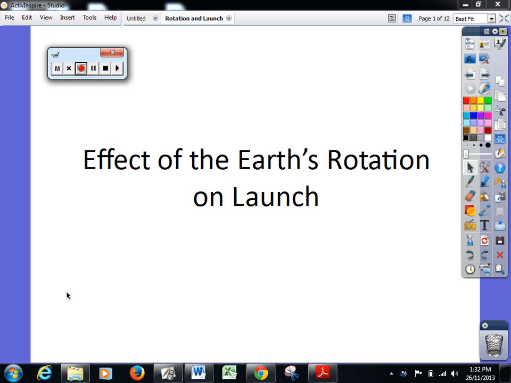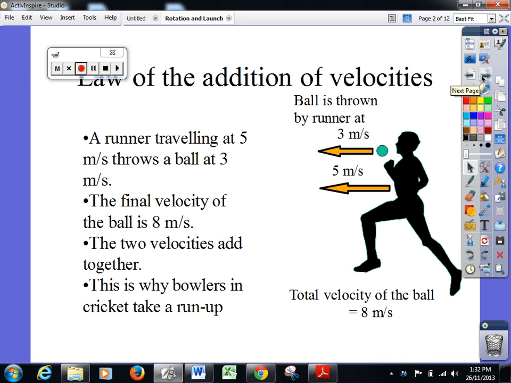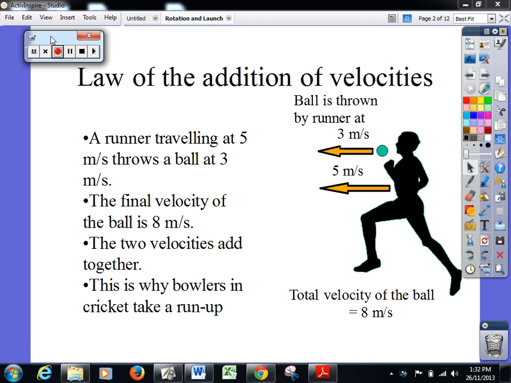We continue on with our discussion on space with the effect of Earth's rotation on launch. So before we start looking at the effect that the Earth's rotation has on launch, we're going to have a look at the Newtonian idea of the law of the addition of velocities.